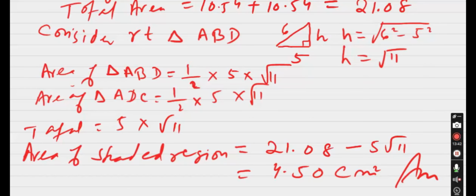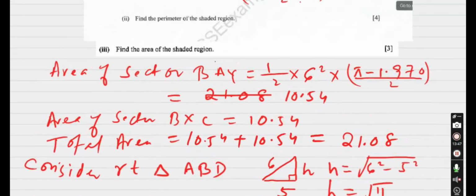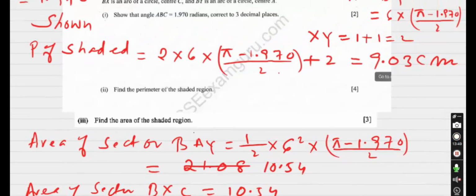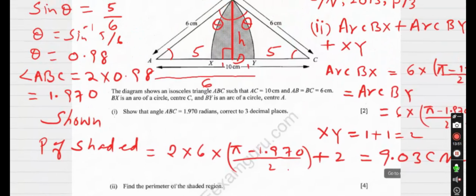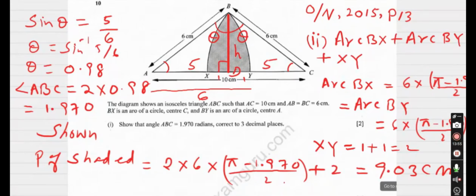So hope you understand this question completely: how to find the given angle, how to find the perimeter of the shaded region, how to find the area of the shaded region. Very important question and very easy, but some concepts are required in this question.